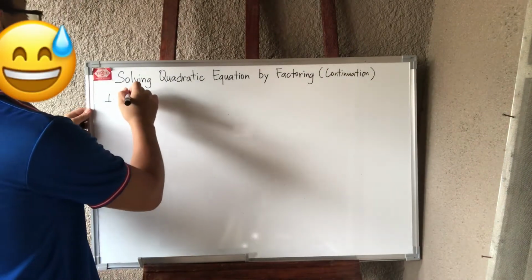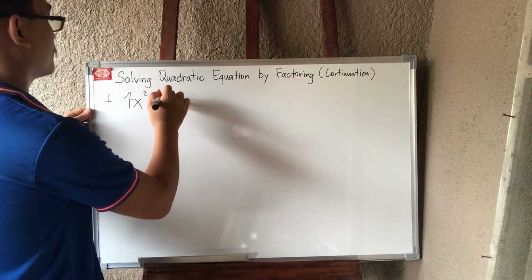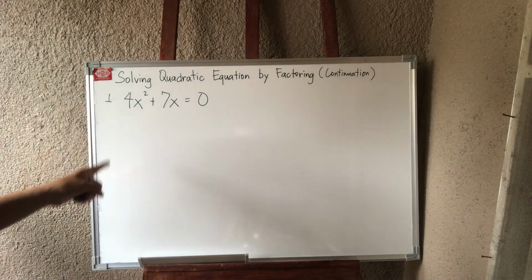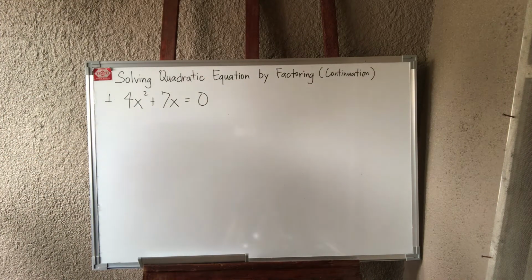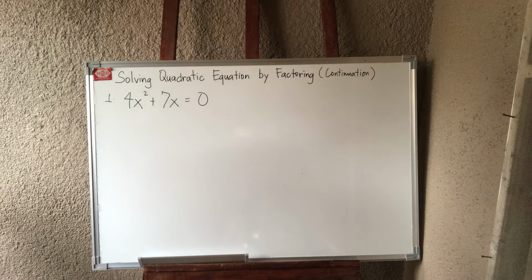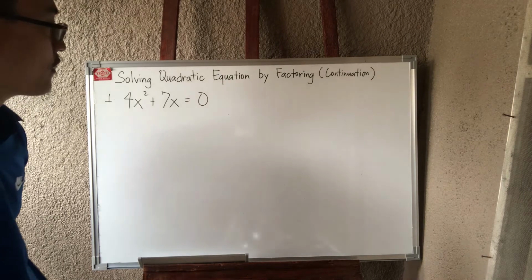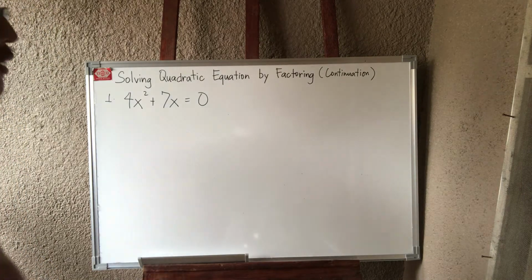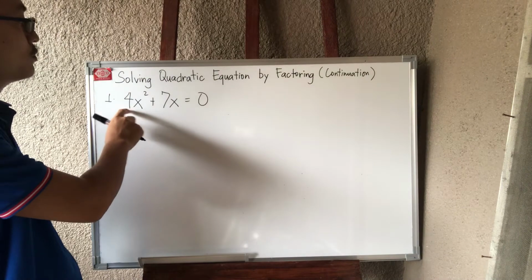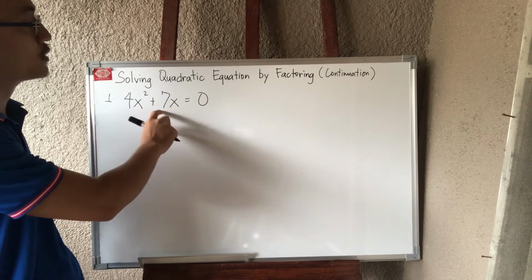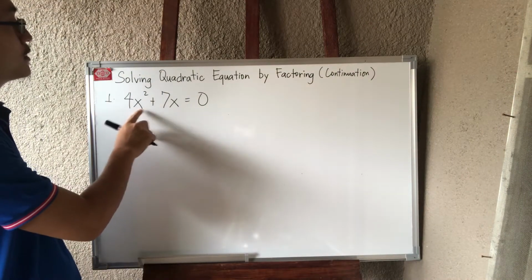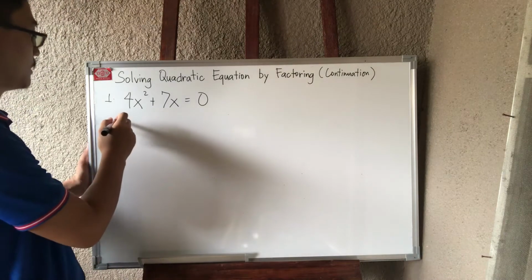So we have 4x squared plus 7x equals 0. As you can see, it is in the form of ax squared plus bx equals 0. And of course, what we will use there is factoring. So like in part 1 of the video, let's take the common term of 4x squared and 7x. In this case, obviously what they have in common is that both have x. So we factor that out.